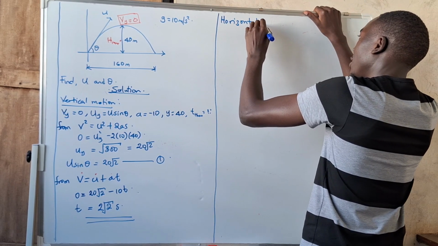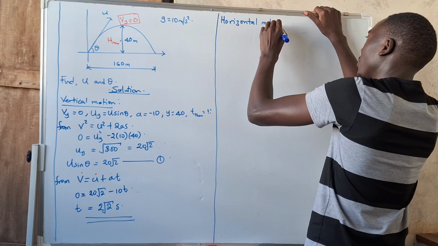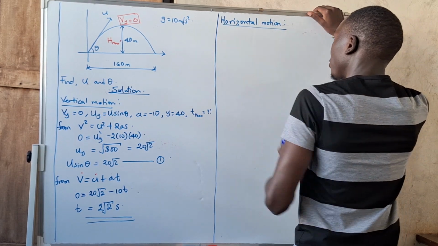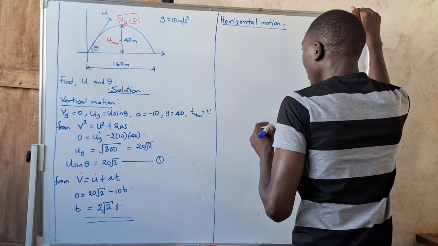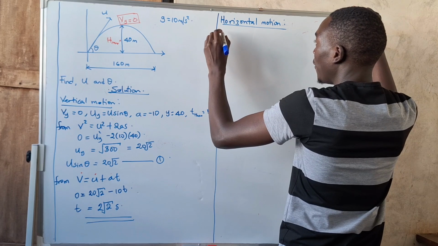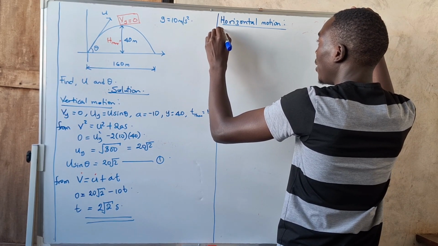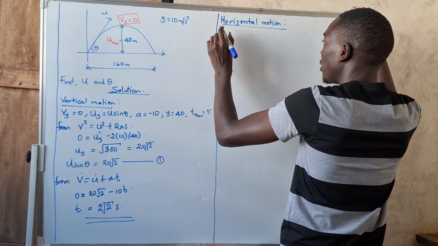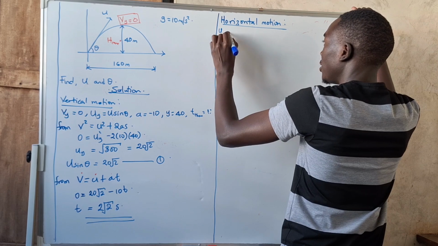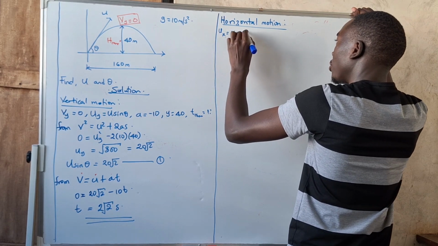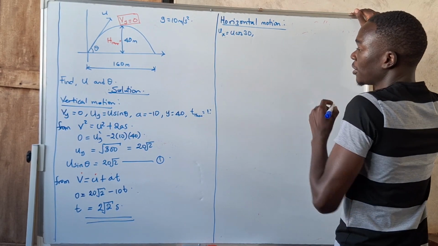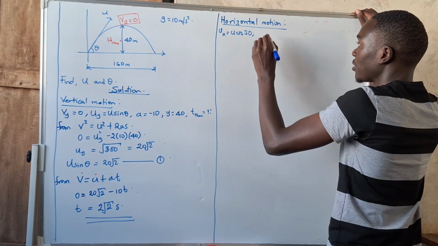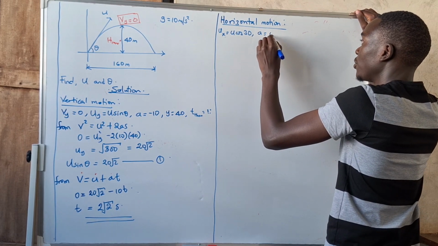So let's come to horizontal motion. Now still ask yourself a question: what do I always know horizontally? Horizontally, I know that my initial velocity ux is going to be equal to u cos theta. Horizontally, I still always know that acceleration is equal to 0.